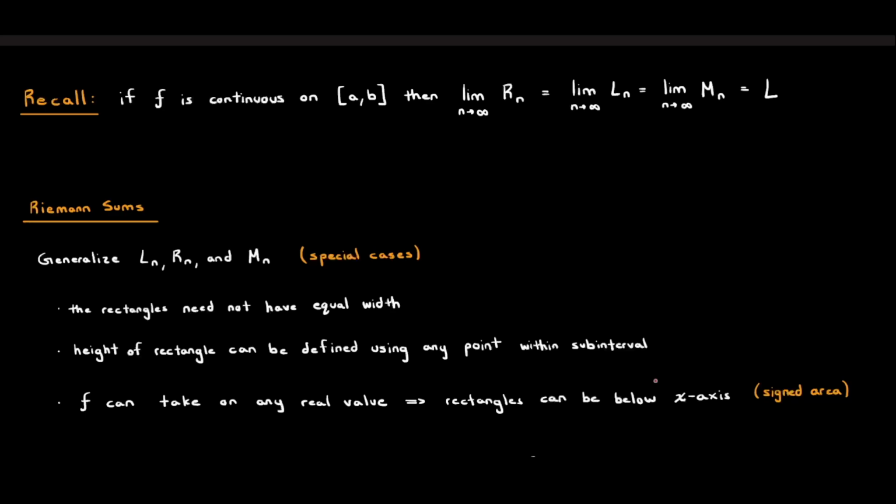And lastly, in the previous videos, we have been focusing on non-negative functions because then it makes sense how to define the height, right? The height of the rectangle is always going to be positive. But in a Riemann sum, f can take on any real value, positive or negative. And if you have a rectangle that has a negative height, i.e. it's below the x-axis, then we're going to see that this leads to this concept of signed area. So we'll talk about that.